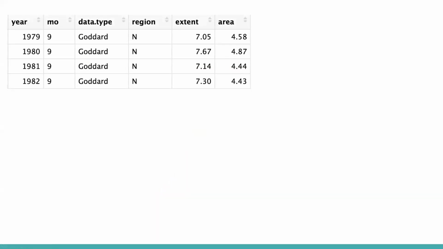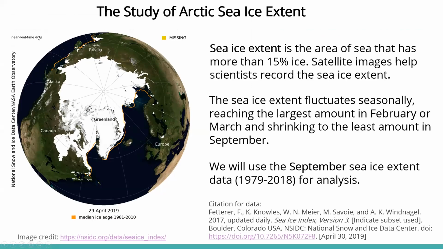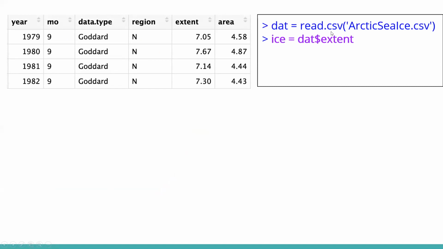Okay, this is the data set that we have right here. Like I said, we go from 1979 all the way to 2018. And these are the variables in the data set. If you want to load the data set in R, this is the way to load it. And of course, when I write the name of the data set dollar extent, I'm going to have access to that, okay?